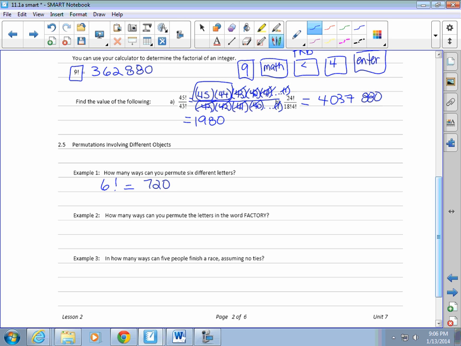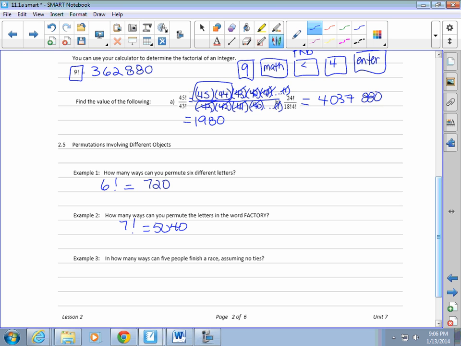How many ways can you permute the letters in the word factory? So we've got 1, 2, 3, 4, 5, 6, 7 letters. None of them are repeating, so I have 7 distinct letters there, 7 different letters, so it would be 7 factorial, so 5,040.